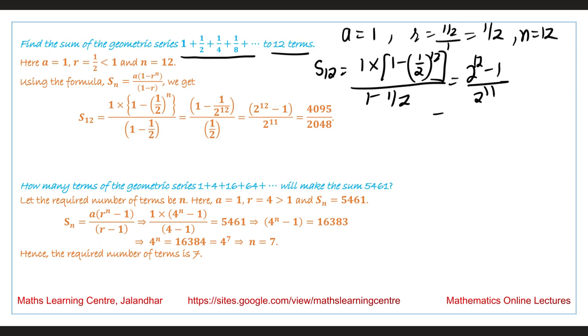If you solve this value, you will get 4095 by 2048. This is the answer we obtain in this case.